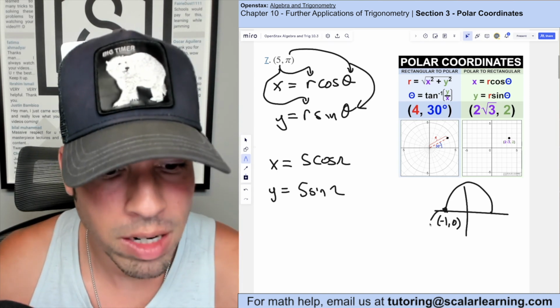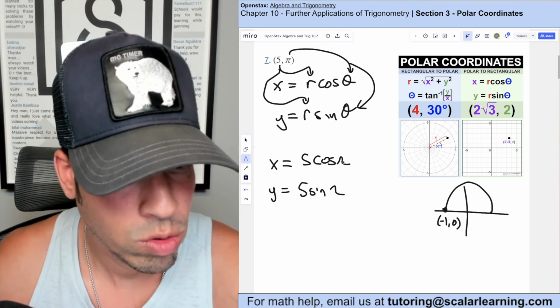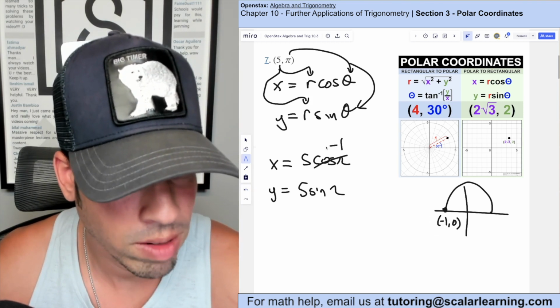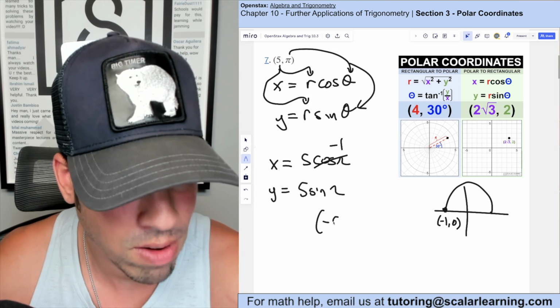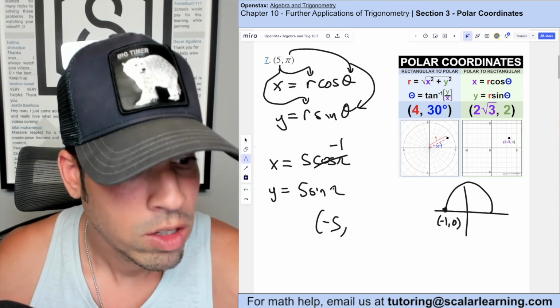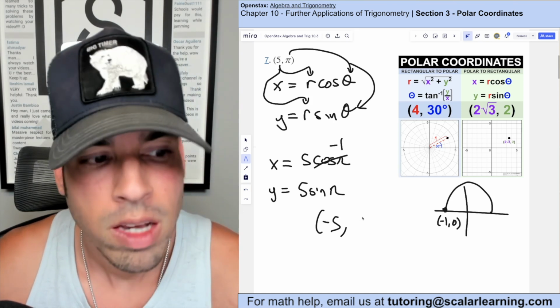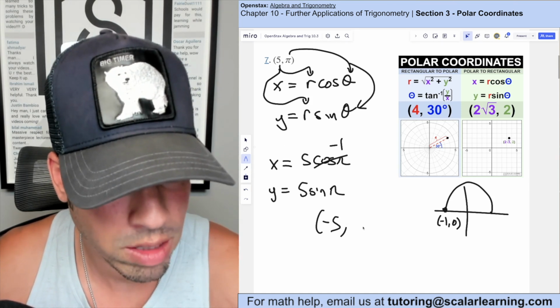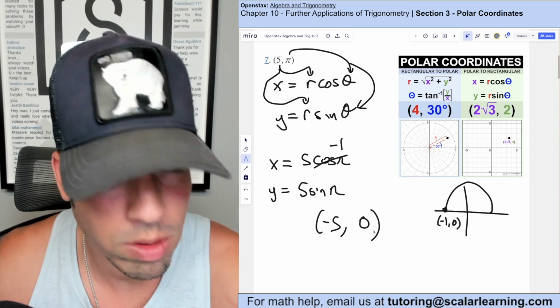So cosine of pi corresponds with the x value. So this would be -1. So 5 times -1 is -5. And then sine of pi is the y value, which is 0. So 5 times 0 is, of course, 0. So this would correspond to the rectangular coordinate -5, 0. That's how you do it.